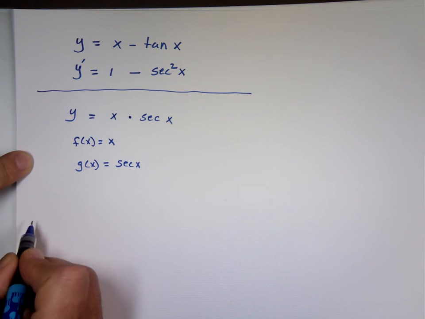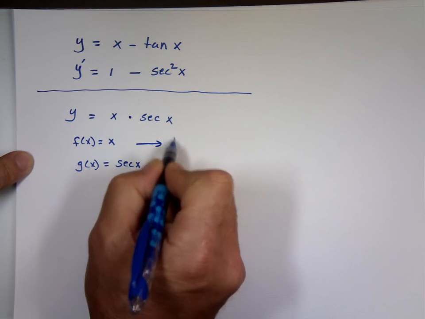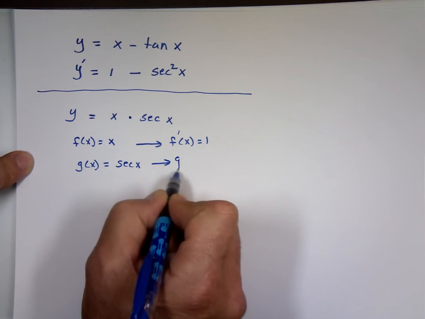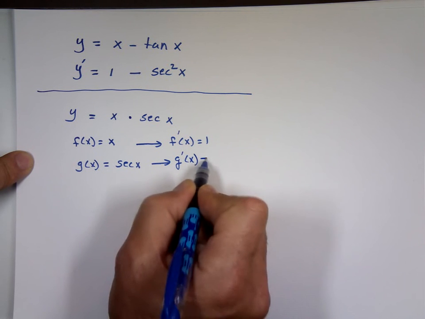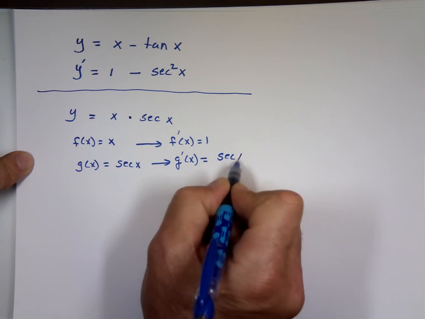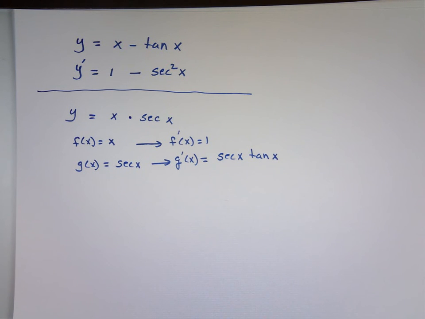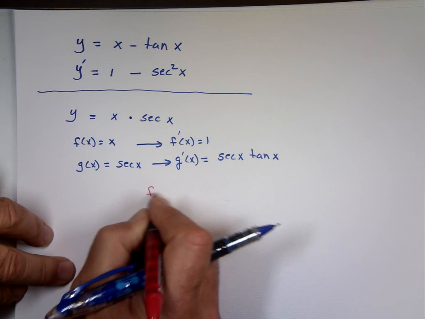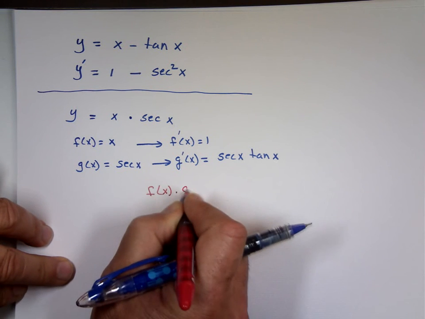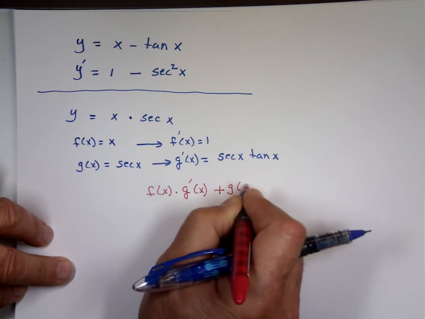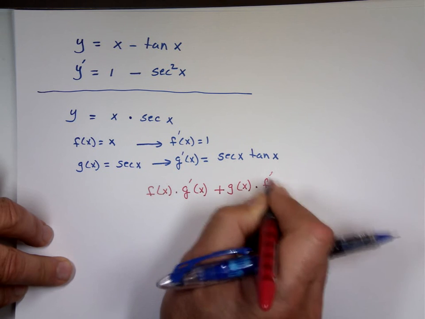What's the derivative of f? 1. What's the derivative of g? Derivative of secant is secant of x tangent x. Product rule again. It says it's the first times the derivative of the second plus the second times the derivative of the first. That's what the derivative is.